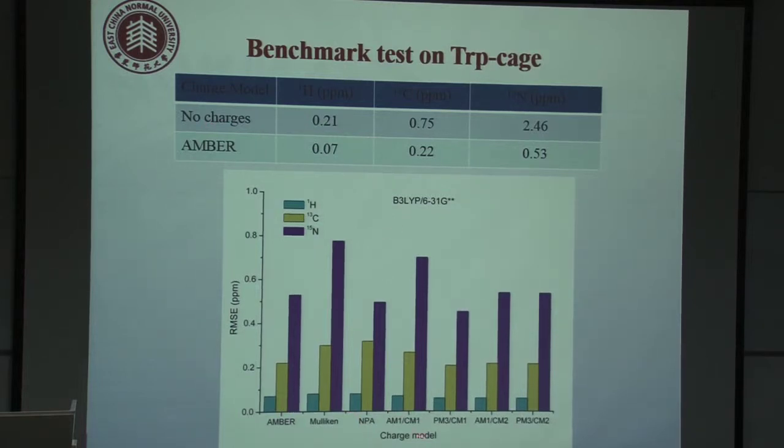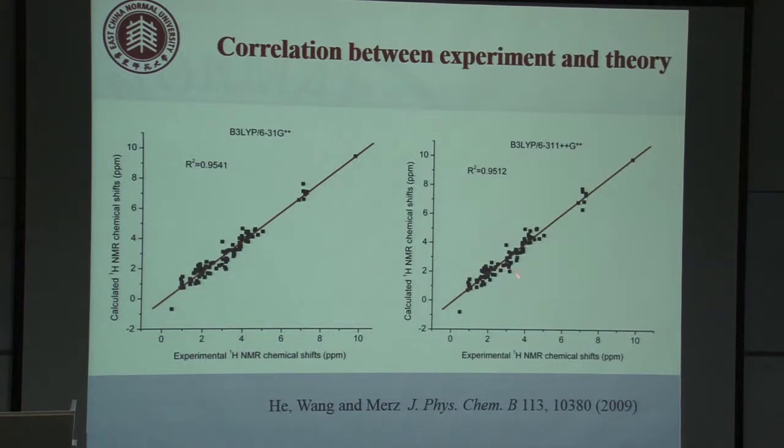And also another test is we use different charge models to see this RMSD with respect to the force system calculation. We can see that the charge model is not very sensitive for this type of calculation. So this is the correlation between the experiment and theory. We can see for this tripeptide, the correlation is pretty good for both of these two calculations. But I should remind you that this is done in gas phase, and the proton amide was not included. The reason I will discuss later.